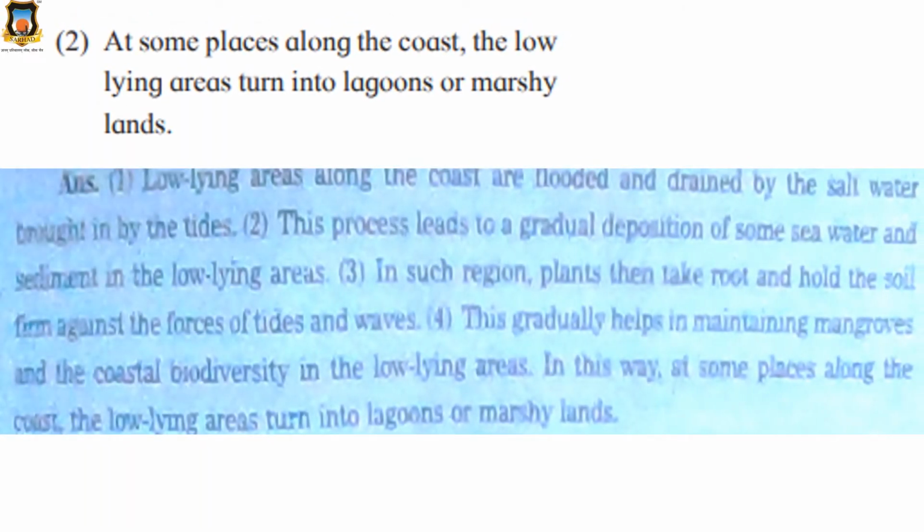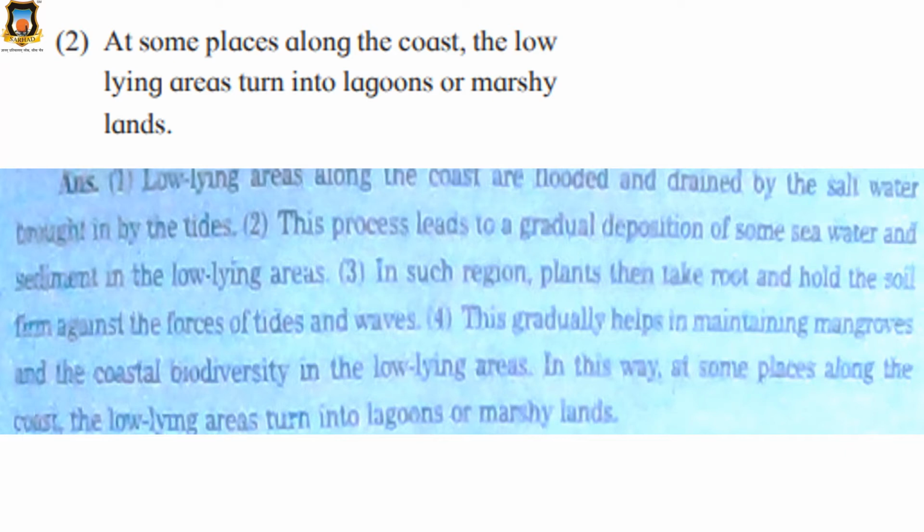Second, at some places along the coast, the low-lying areas turn into lagoons or marshy lands. Now do you all know what lagoons or marshy lands are? Lagoons are backwater. At the time of high tide, the water comes onto the coast, and at the time of low tide the water goes back, but some of the water which has come to the coast remains in the low-lying areas. That is the lagoon. So here is the answer.